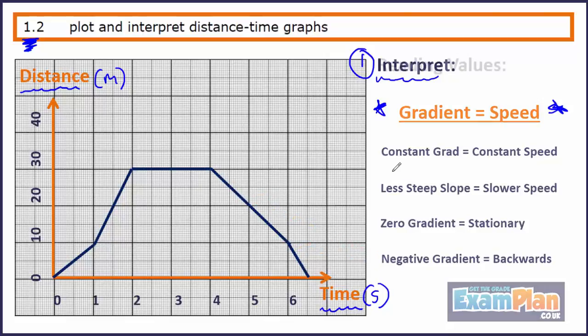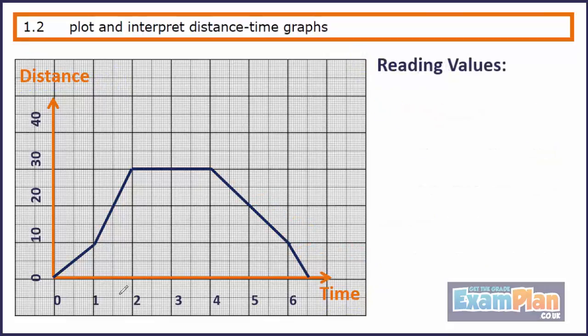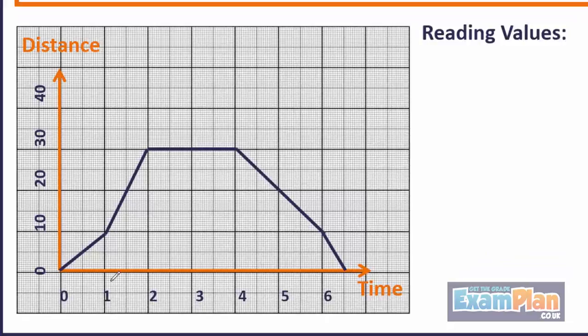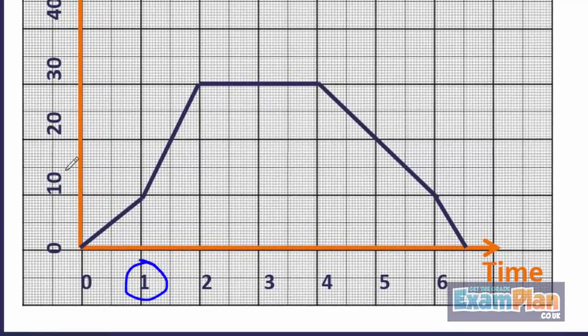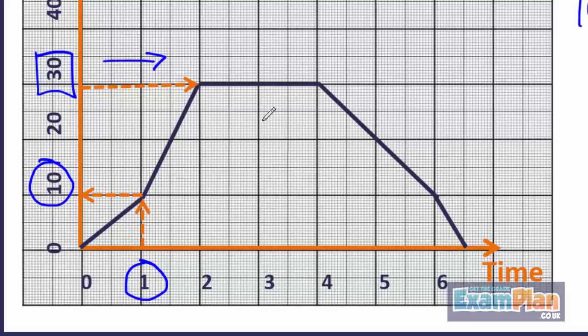You can also describe a journey by reading values off the graph. To find how far an object has travelled in a certain amount of time, you begin with the time, go up and across to find the distance. In this example, the car has travelled 10 metres in 1 second. To find how long it has taken a car to travel a certain distance, you begin with the distance, go across and down to find the time.